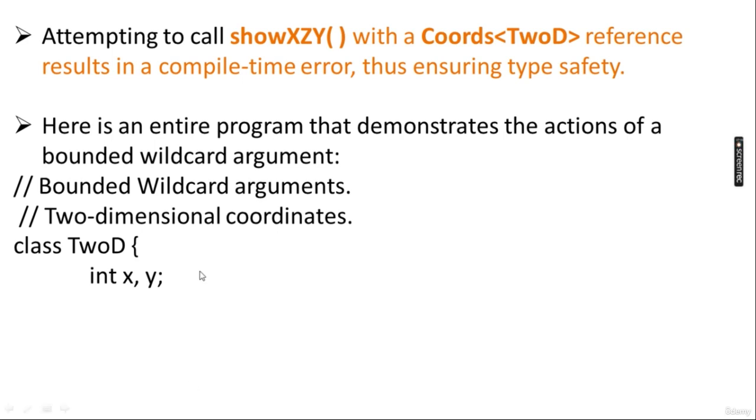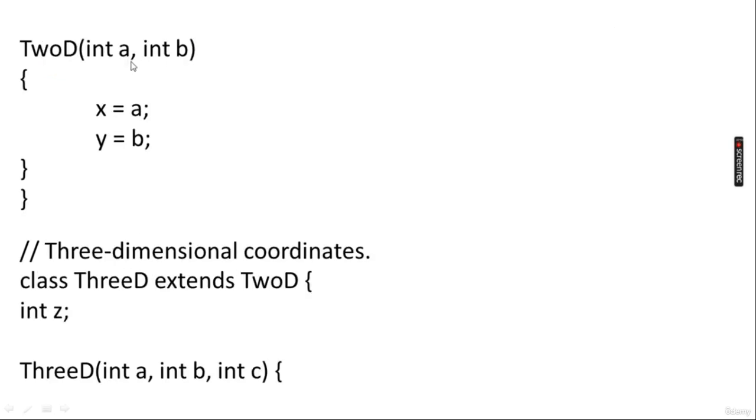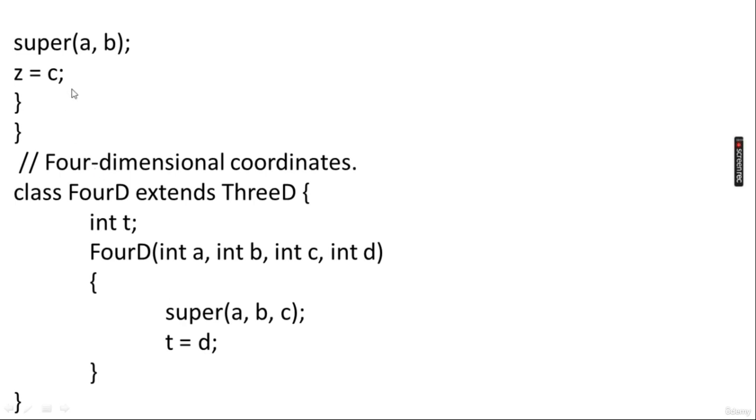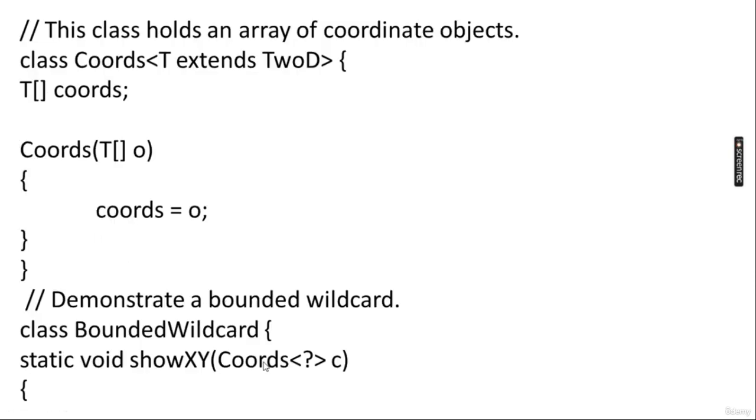We have combined a bounded wildcard, a two-dimensional class with integer x, y and a parameterized constructor with a and b. Then ThreeD extends TwoD. It has one more parameter, z. ThreeD with a, b, c parameters: super(a, b), and z is equal to c. Then the four-dimensional coordinate: FourD extends ThreeD, with integer t. FourD a, b, c, d: super(a, b, c), t is equal to d. Now class Coordinates<T extends TwoD>, with a T array object, an object of this type T which will be extending TwoD. So the upper limit is TwoD.